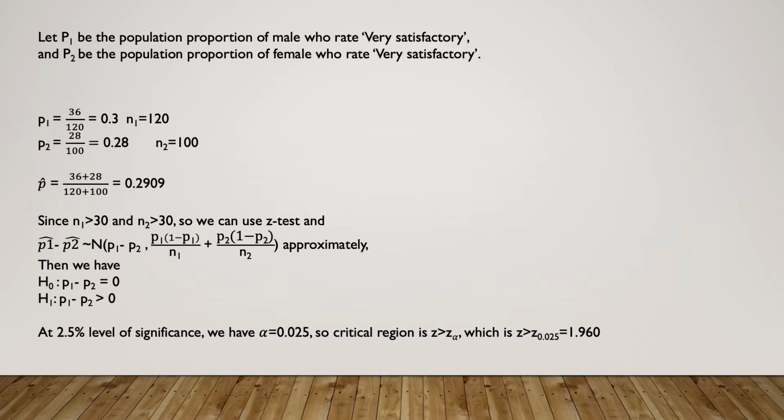Then we'll have H naught be P1 minus P2 equals to 0, and H1 will be P1 minus P2 greater than 0. At 2.5% level of significance, we have alpha as 0.025. So the critical region is Z equals to 1.960.